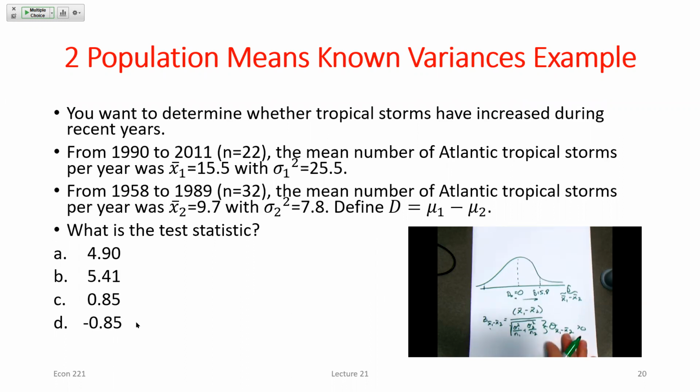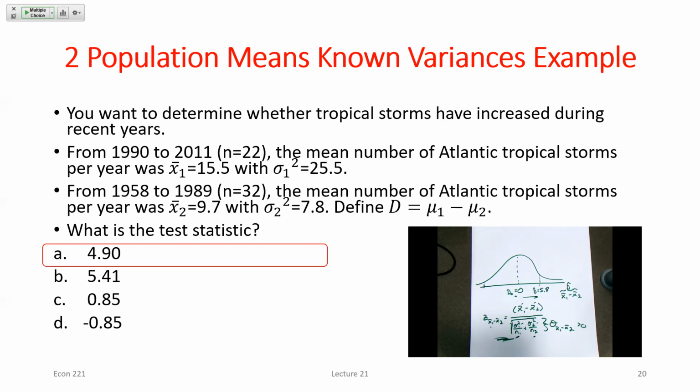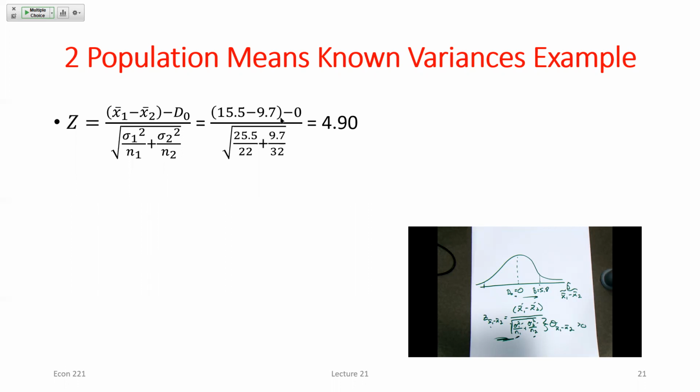Now from there, it's just a matter of plugging our values into the equation for the test statistic. We've got the sample size from the newer years is 22. Sample size from the older time period was 32. We've got the population variance given to us for both time periods. And we already talked about the sample means from both time periods as well. So it's just a matter of plugging everything in. That assumed true difference is zero, which I said we can almost ignore because subtracting zero doesn't change anything. We're going to end up with a test statistic of about 4.9.